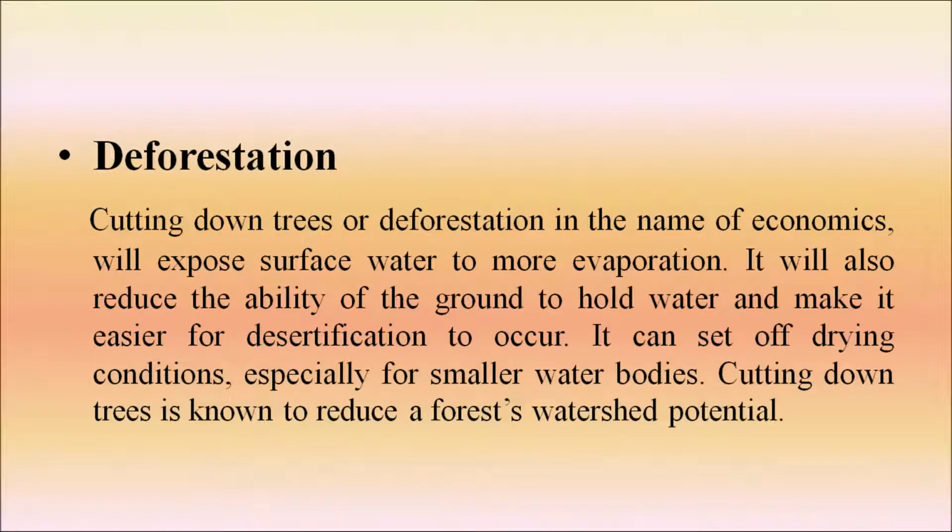It will also reduce the ability of the ground to hold water and make it easier for desertification to occur. It can set off drying conditions, especially for smaller water bodies. Cutting down trees is known to reduce a forest's watershed potential.